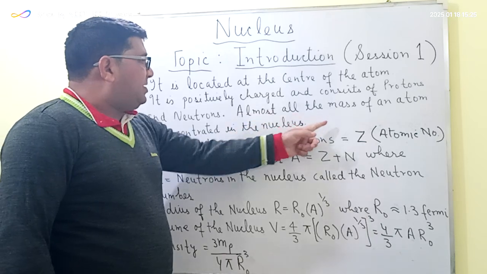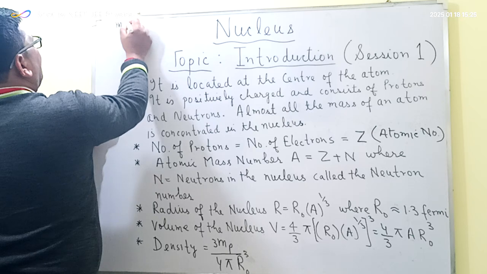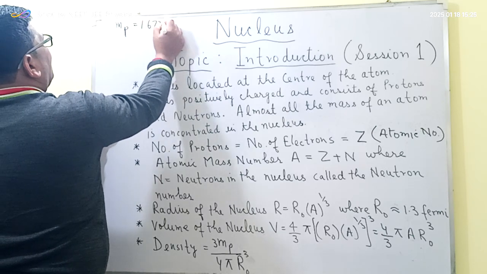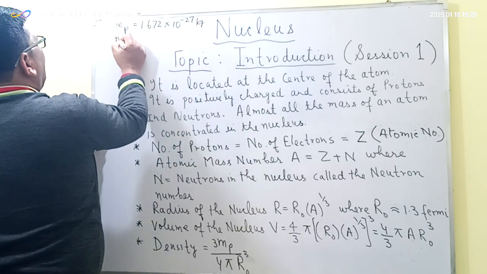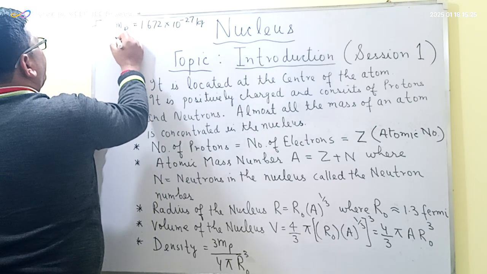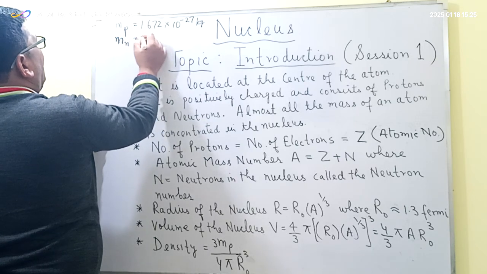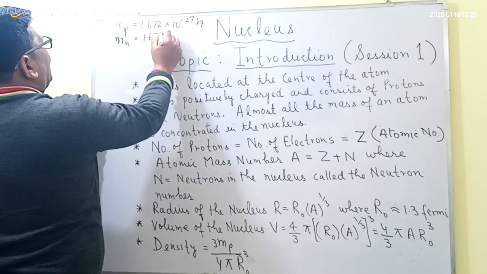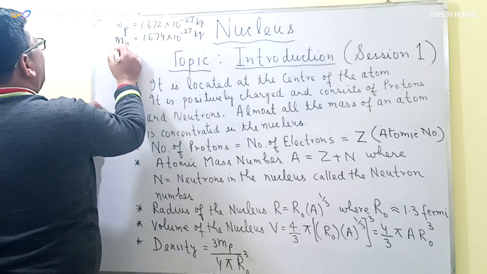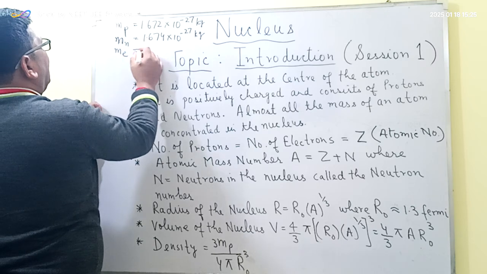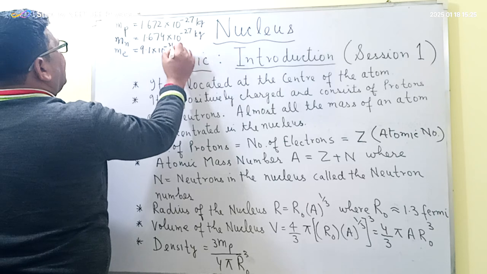Almost all the mass of the atom is concentrated in the nucleus, because the mass of the proton is equal to 1.672 into 10 to the power minus 27 kg. The mass of the neutron is equal to 1.674 into 10 to the power minus 27 kg, and the mass of the electron is equal to 9.1 into 10 to the power minus 31 kg.